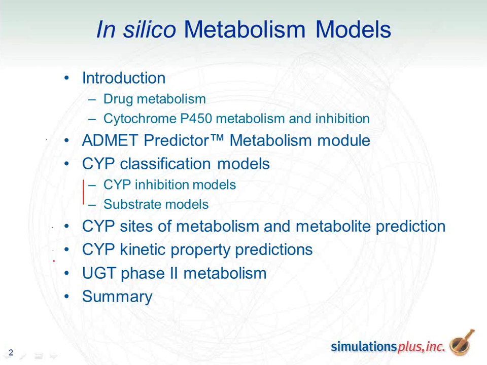The next section I'll discuss our new kinetic property predictions for CYPs, which will assign kinetic properties to particular atoms that are from the sites of metabolism. And then in the last section, briefly discuss our UGT models. UGT is involved in phase 2 metabolism of drugs.